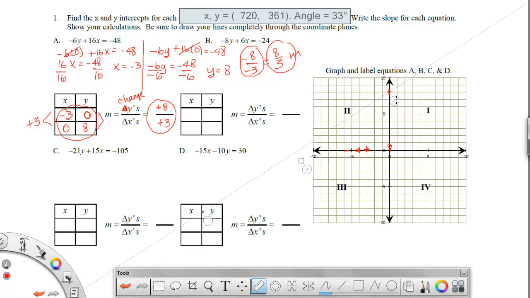Now we're going to go ahead and line up our straight edge and graph and label the line. So this line right here is line A.